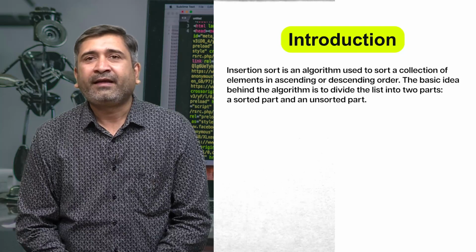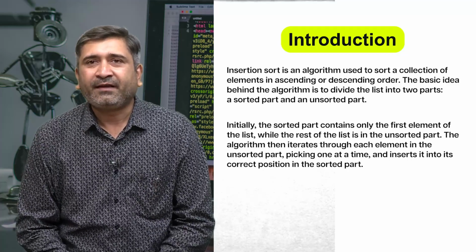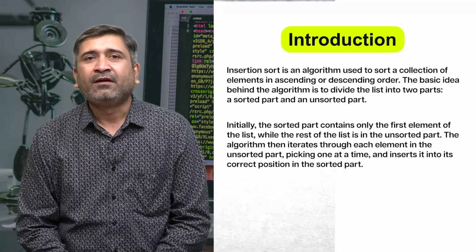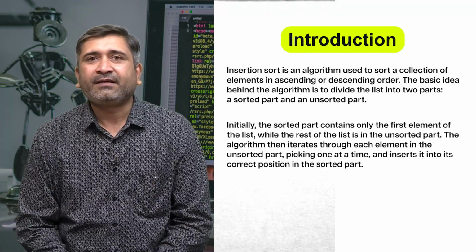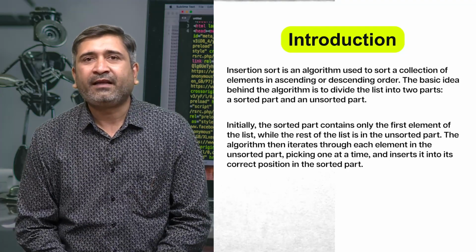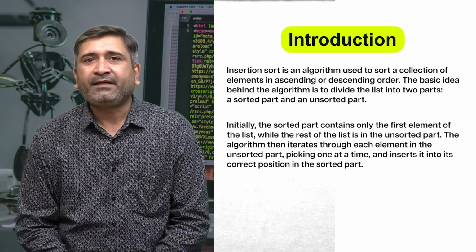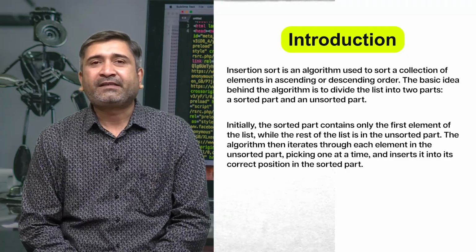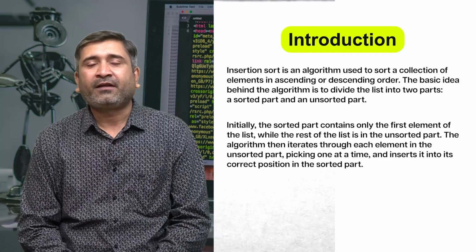Two parts: a sorted part and an unsorted part. Initially the sorted part contains only the first element of the list. We have already discussed this, but it is important for students who are preparing for competitive exams. The rest of the list is the unsorted part. The algorithm then sorts each element in the unsorted part, picking one at a time and inserting it into the correct position in the sorted part. This is the brief description of insertion sort, how we perform operations, and what the different steps are.